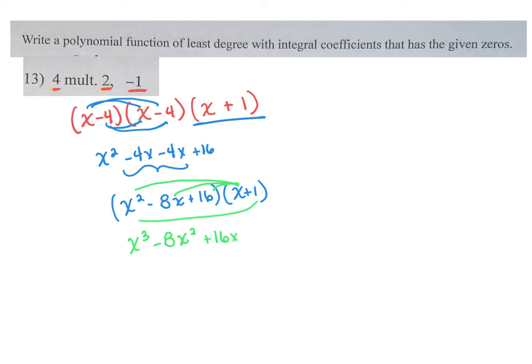Then I put my 1 through, 1 times x squared, 1 times -8x, 1 times 16. All right. And then I'm just going to simplify. Combine your like terms. x cubed cannot simplify with anything. -8 and +1 are going to give me -7.